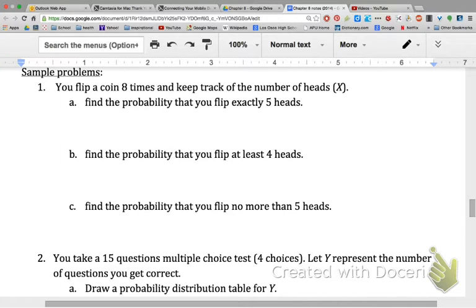So here I have a coin flip problem. I'm flipping the coin 8 times and I'm keeping track of the number of heads. I first want to check, is it binomial? I always want to ask that question first. And so I check, are there 2 outcomes for each trial? And the answer is yes, heads or tails.